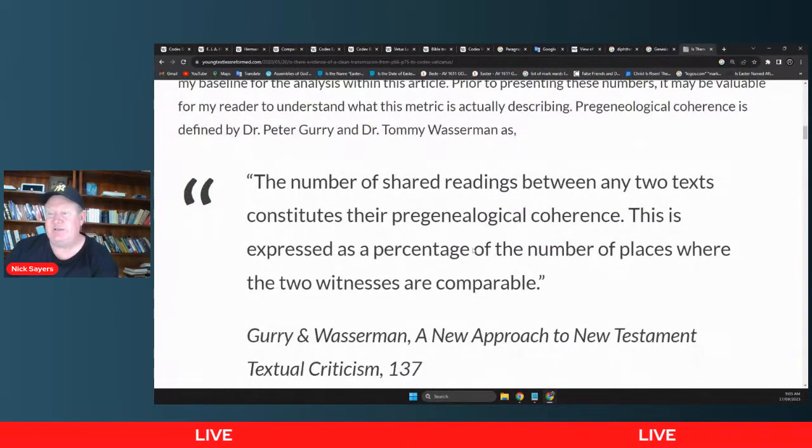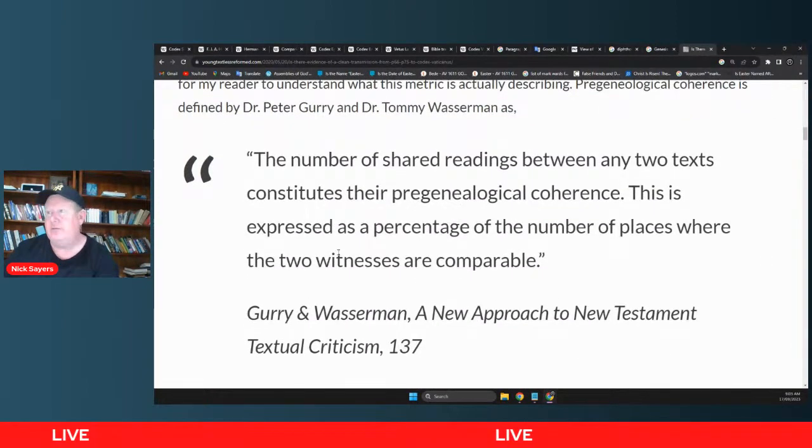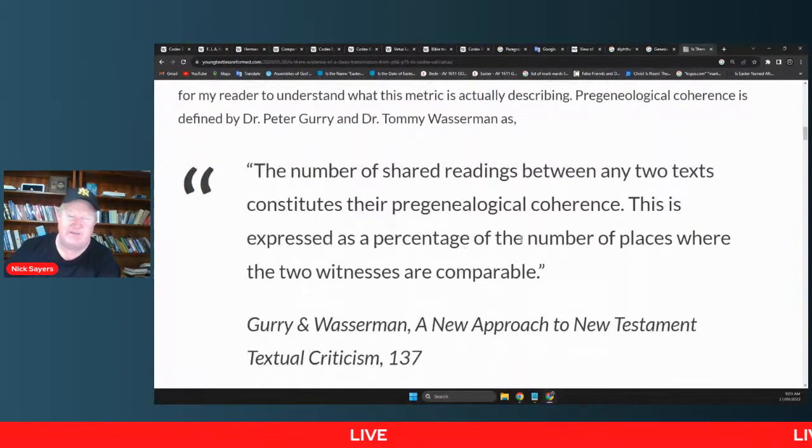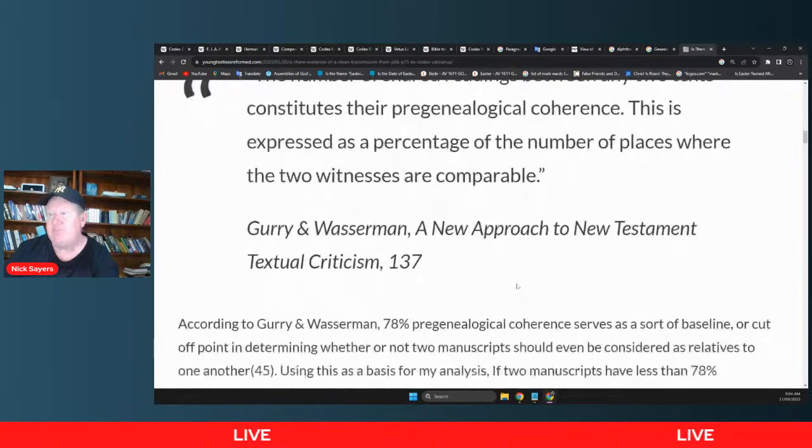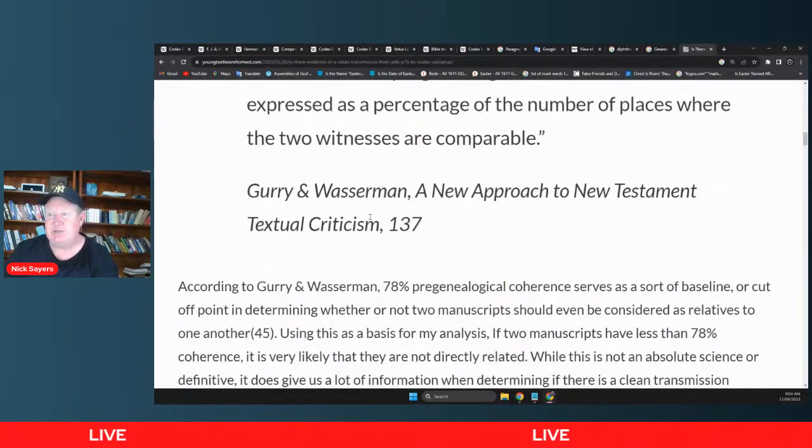Okay, so I'll just read some of the main bits, and then we'll get to the bit where it shows you there's only 78% agreement. The number of shared readings between any two texts constitutes their pre-genealogical coherence. This is expressed as a percentage of the number of places where two witnesses are comparable. So, Gary and Wasserman, A New Approach to New Testament Textual Criticism.